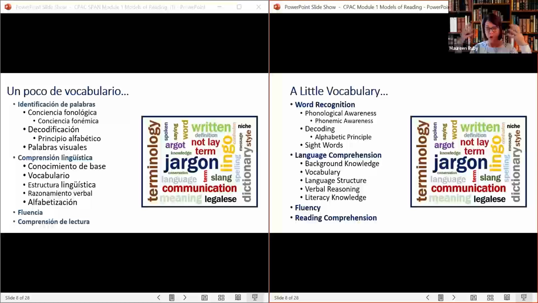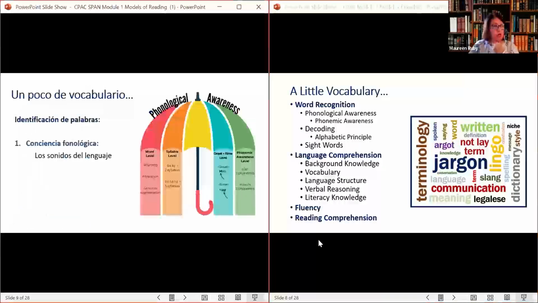The language comprehension piece is also important, and it's not just, oh, comprehension. You have to understand background knowledge, vocabulary, language structure, verbal reasoning, and then what we call literacy knowledge. And the other two big words in this vocabulary glossary that we're going to come to know very well are fluency and reading comprehension. Let's take a look at some of these in a little bit more depth. We can go to the next slide.